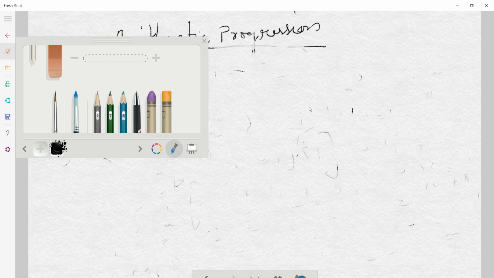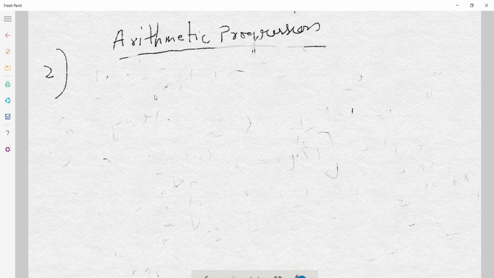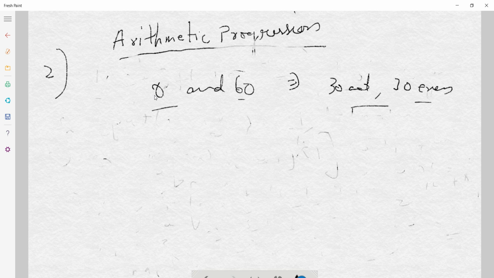So now what we're going to do is find the sum of odd numbers. Sorry, let's choose this one. So we're going to find the sum of odd numbers between 0 and 60, right? Between 0 and 60, there are 30 odd numbers and 30 even numbers, right? I hope you know what odd and even mean. So it should be pretty straightforward.